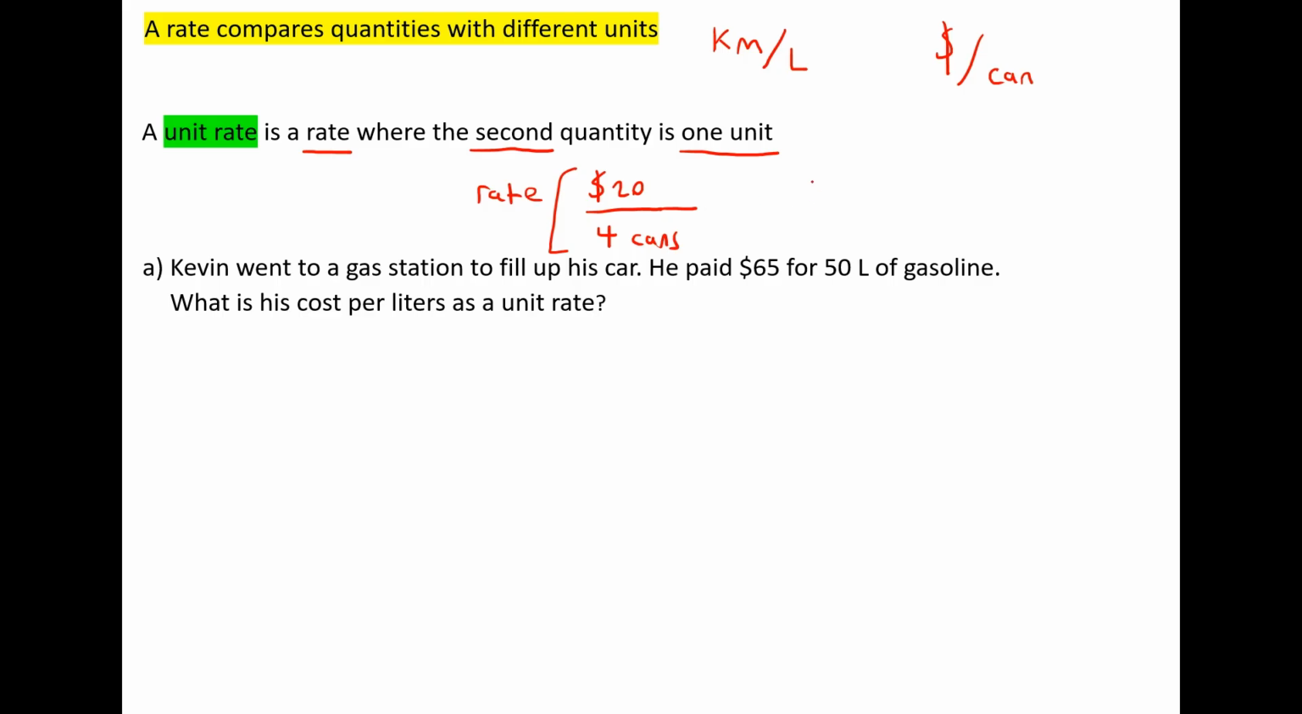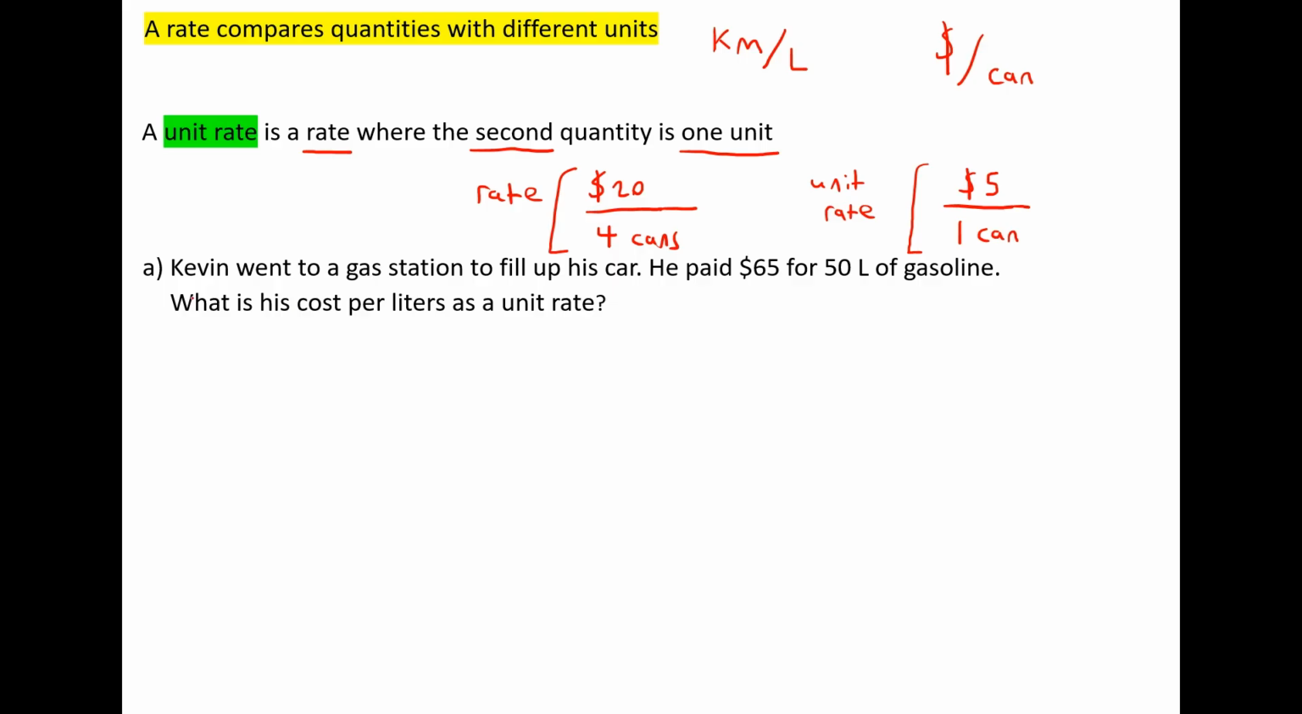But a unit rate, that's special. It's special because the second quantity is always going to be one. So the bottom will always be one. It doesn't matter what my top quantity is, as long as the quantity on the bottom is going to be one. So then I could say, for example, $5 per one can, and that would be considered a unit rate.